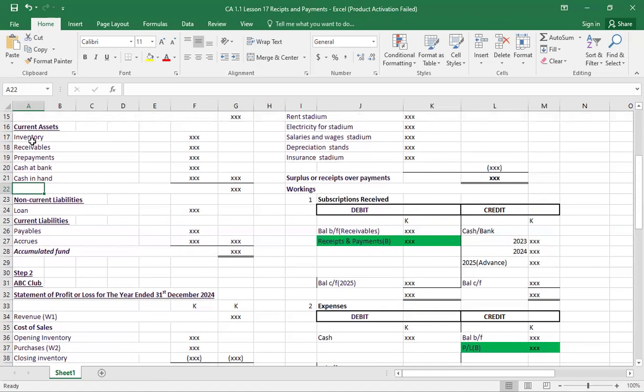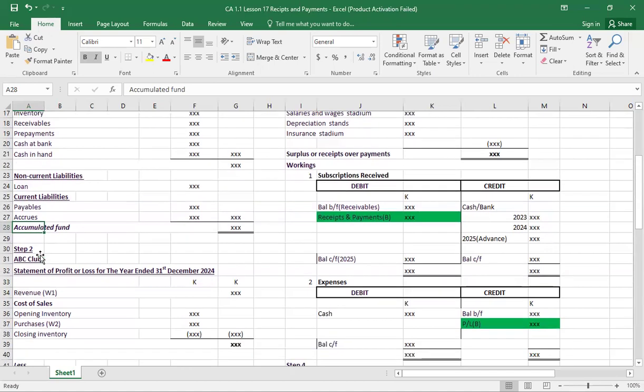So therefore, when we're finding the accumulated fund, we identify the non-current assets, the current assets, and then we deduct the non-current liabilities and then the current liabilities. And we're going to have what's called the accumulated fund.